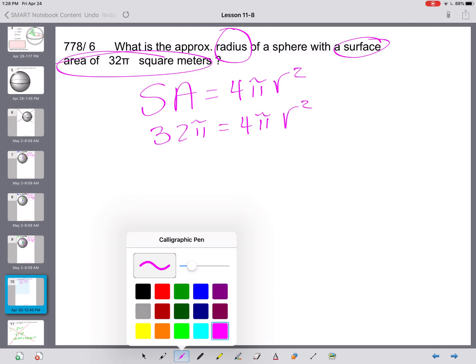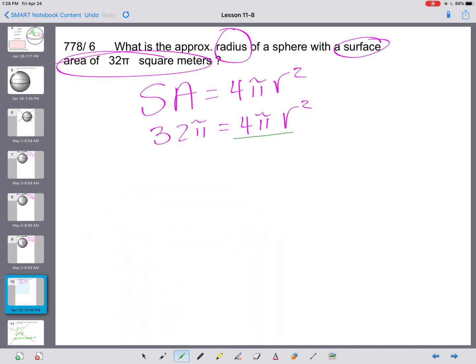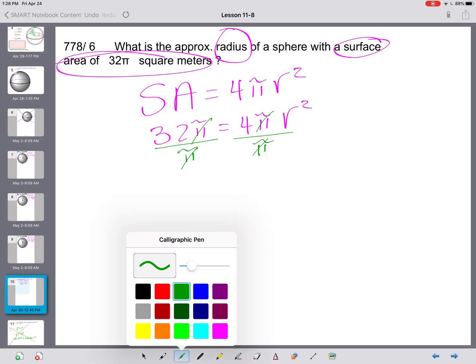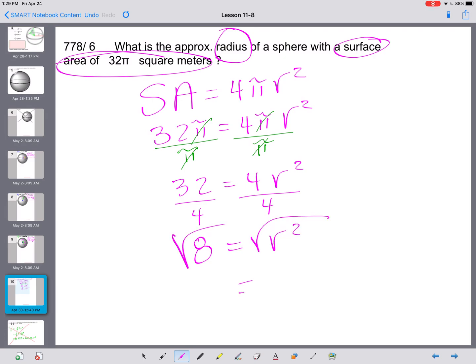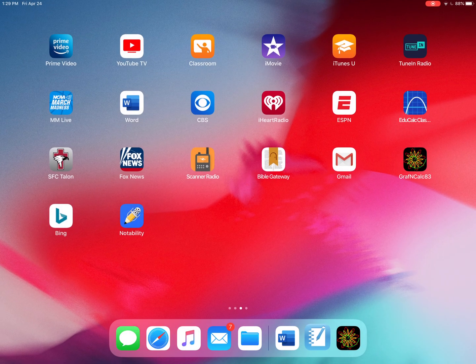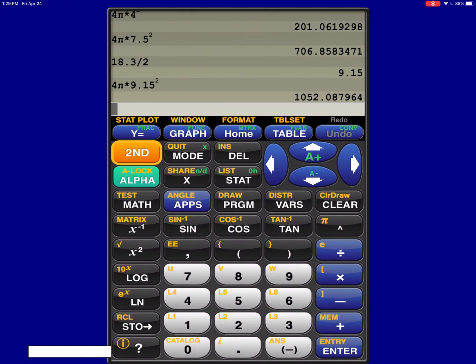What's our first step? Divide by pi. Get the pi out of there. Those cancel because you're doing it to both sides. 32 equals 4r squared. Divide by 4, and we get 8 equals r squared. We take the root, since we're finding the radius.